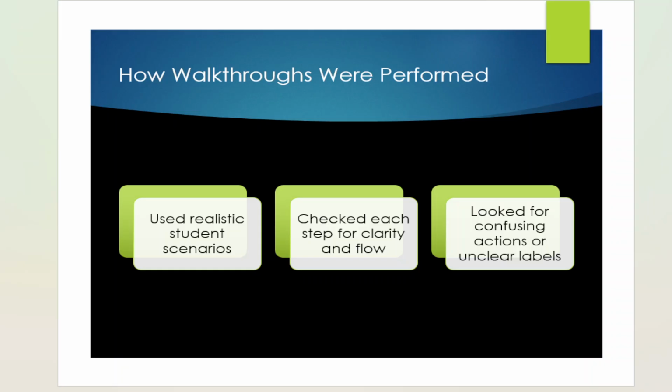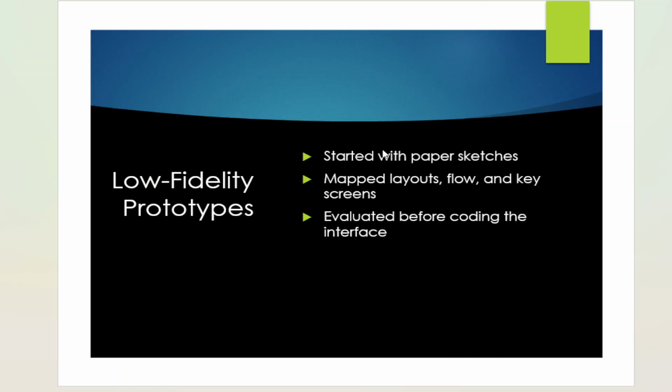Okay, on to the next. So low fidelity prototypes. Before building the Java system, I created low fidelity sketches, and these sketches map the layout for the weekly planner, recipe search screen, filters, recipe details, and grocery lists. The sketches were evaluated during the walkthrough, and any issues I found helped shape the final interface, such as spacing improvements and adding confirmation messages, I would say.